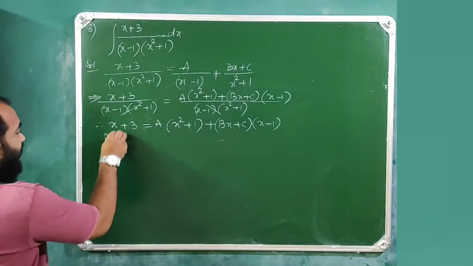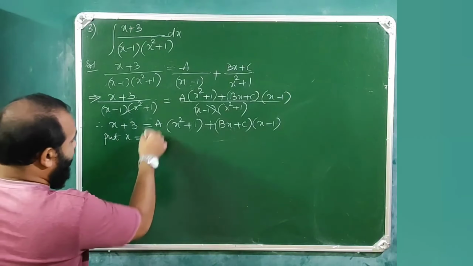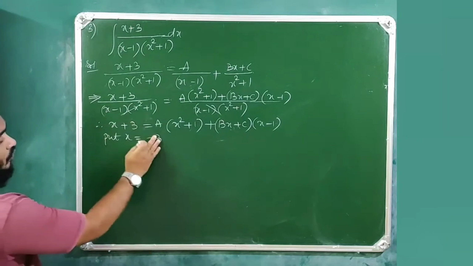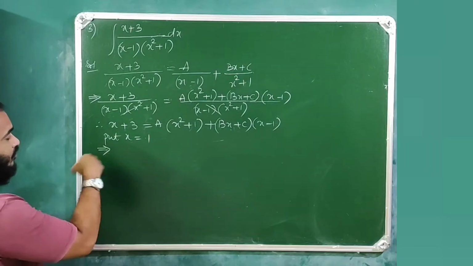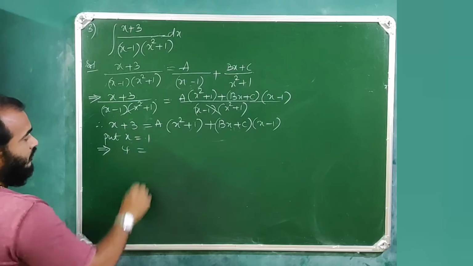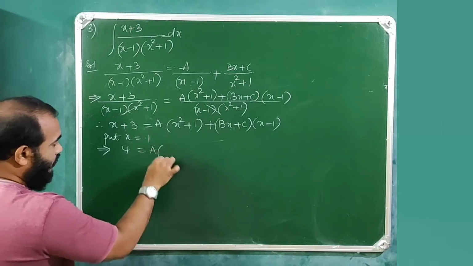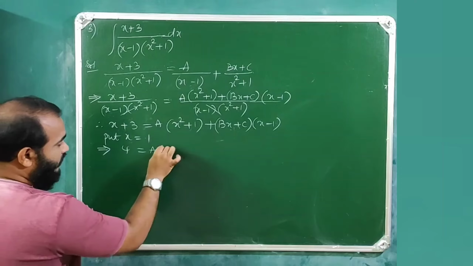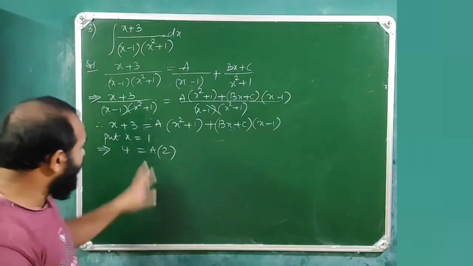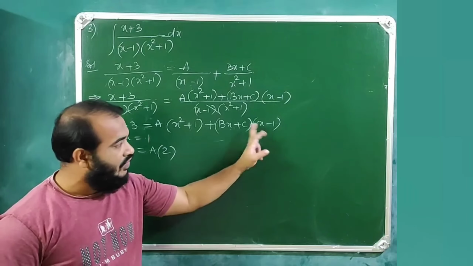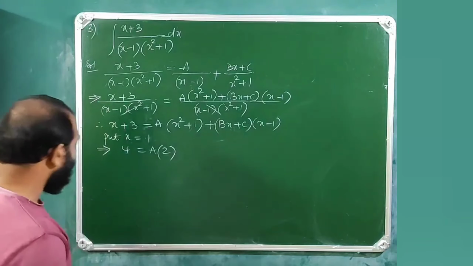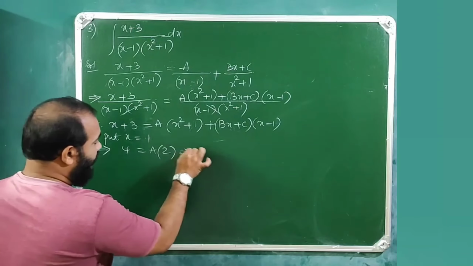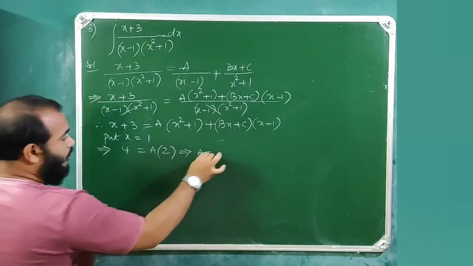Put x equals 1, since x minus 1 equals 0 gives x equals 1. So substitute: 1 plus 3 is 4. So a into 1 square is 1, 1 plus 1 is 2. If you substitute x equals 1 here, 1 minus 1 is 0, so the bx plus c term will be 0. So 2a is equal to 4. From this, a is equal to 4 by 2, which is 2.